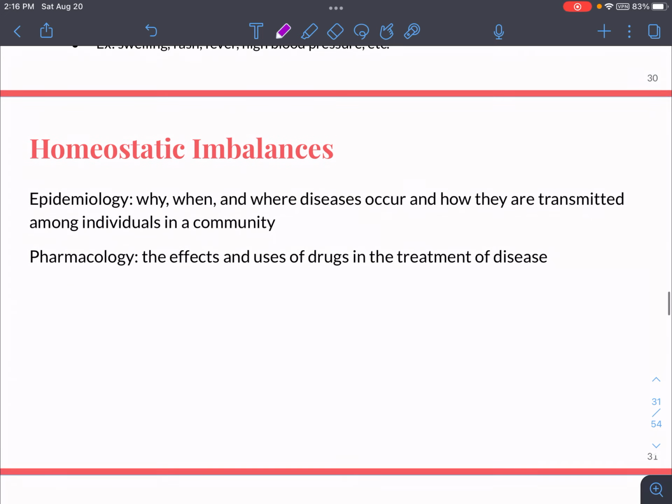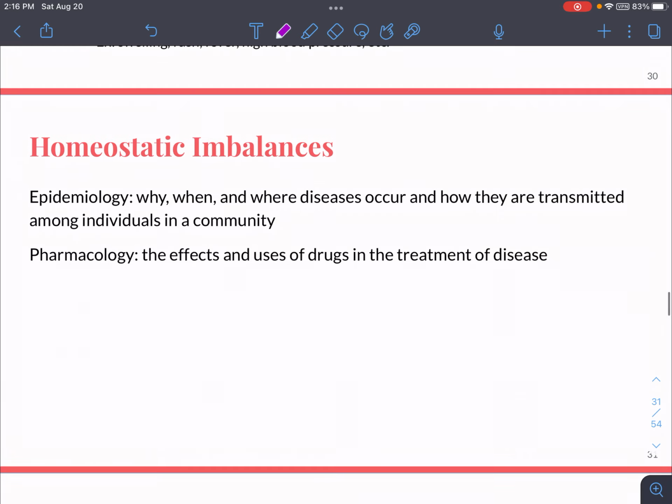So any drugs that are out on the market have been through extensive research through pharmacology to find out what they treat, how they treat it, long-term effects. All of that has been looked at.